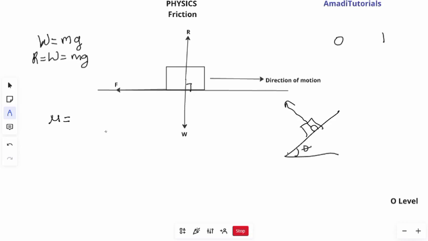So mathematically, coefficient of friction is defined as the ratio of the frictional force to the normal reaction.